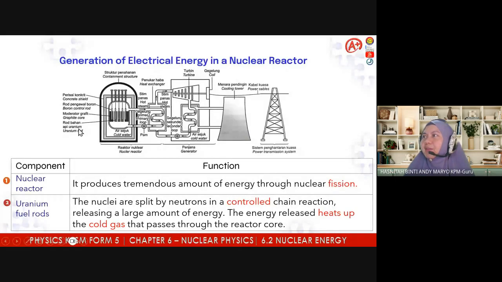Second, we have the uranium fuel rod. So where is the uranium fuel rod? This is the uranium fuel rod. So the fuel we are using is uranium rod. So what happens here? The nucleus is split by neutron in a controlled chain reaction, releasing a large amount of energy. This energy later on heats up the cold gas passed through the reactor core.